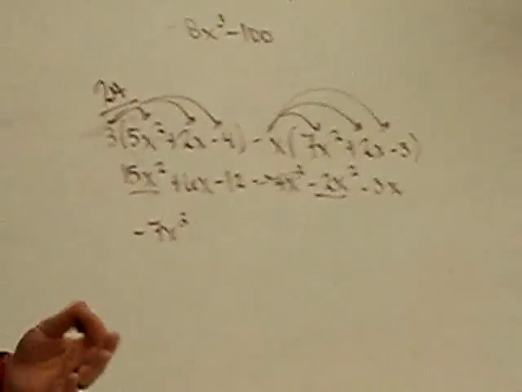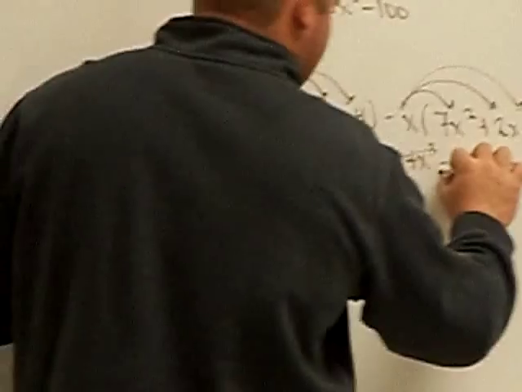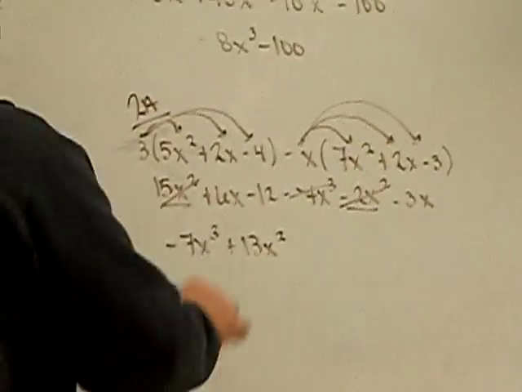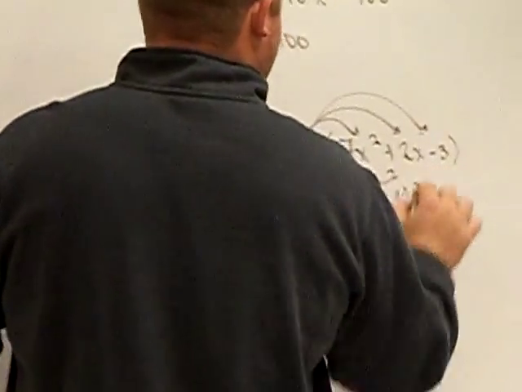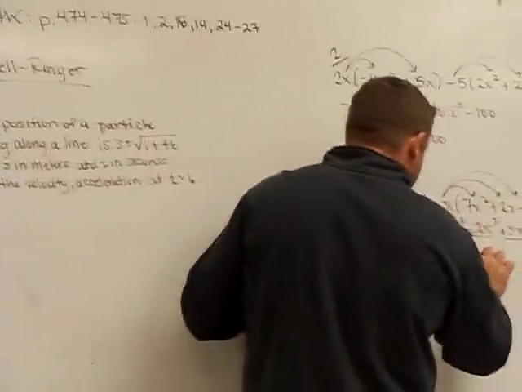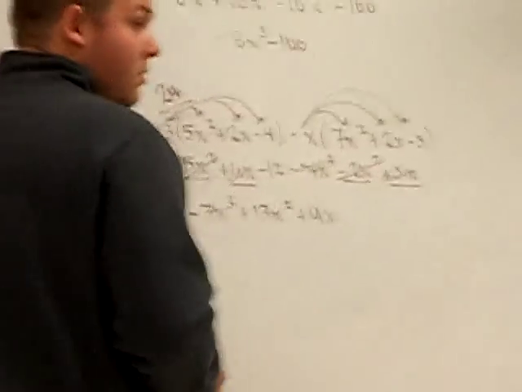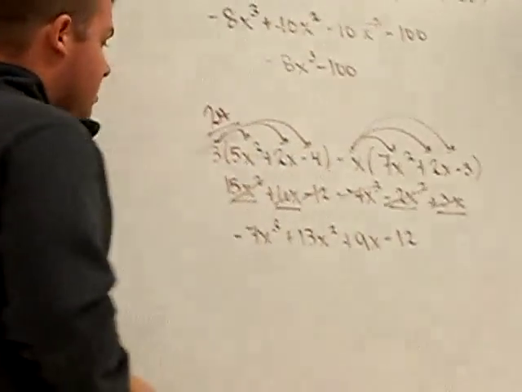Now, we've got a 15x squared here and a -2x squared here. So we can combine those two. What's 15 minus 2? 13. So plus 13x squared. So our x squareds are now gone. We've got a 6x here and a 3x here. Sorry, that should be plus 3x. So what do we have now? 6 plus 3 is 9x, right? So now our x's are gone. What are we left with? Our constant, minus 12. So that is our answer.